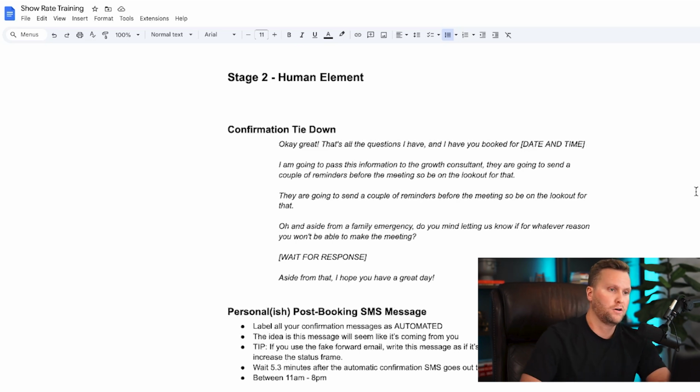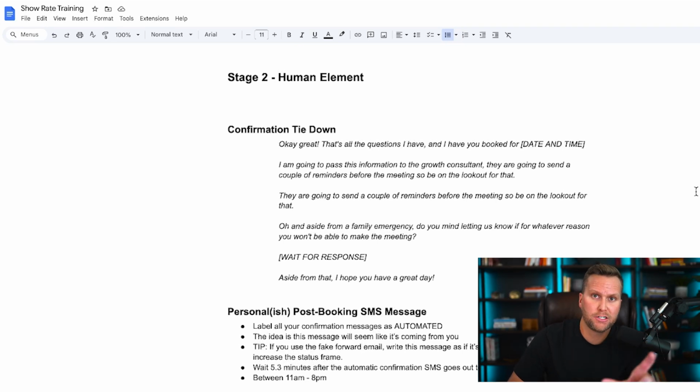So the first thing that we're going to cover is our confirmation tie down. Now this is very similar to the application question that we discussed earlier. It says, hey, we believe you're a person of integrity. Now that's something that is done online. That's something that's done on the application.